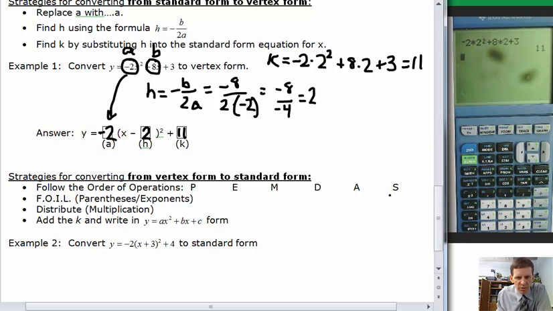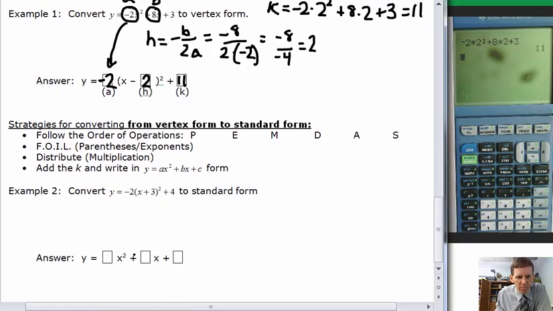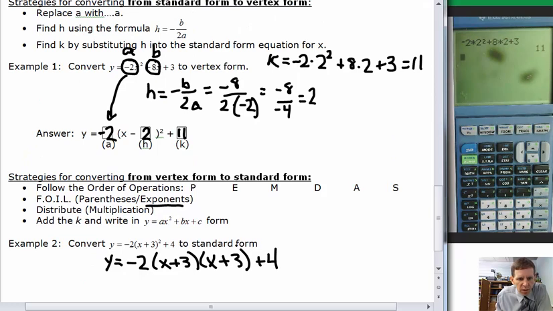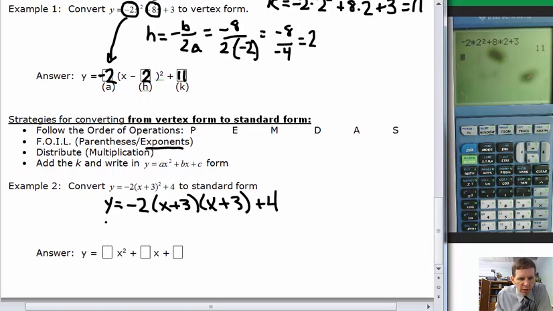Now what about if you're trying to get something like this into standard form? What if we're trying to get this into ax squared plus bx plus c form? We're going to follow the order of operations, which means we take this expression here, and the first thing we do is work with our exponents. In this problem we have negative 2 times x plus 3 squared. When you square something, it means you multiply it by itself. So we're going to multiply x plus 3 by itself. The next thing we're going to do is distribute. We're going to do what's called the FOIL process, which means we multiply everything in the first set of parentheses by everything in the second set of parentheses. We're going to leave the negative 2 out front.